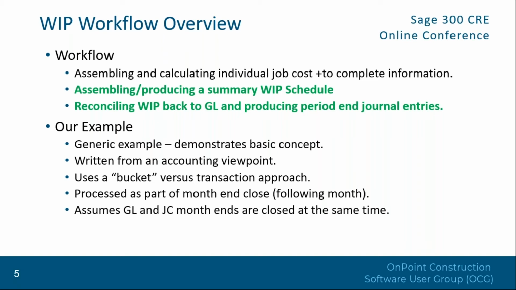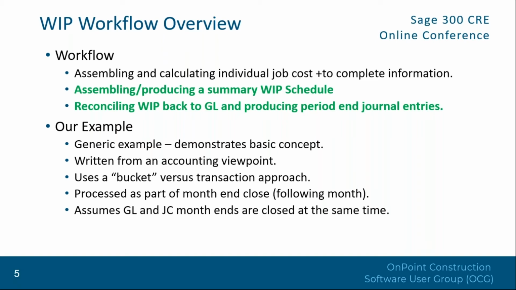If we're using the bucket approach, then there are going to be some restrictions on this. Because we're using the bucket, this has to be processed as part of the month end, okay? So this assumes that you are doing your work in process processing following the month end. So if we're doing April, we're doing this in May, okay? And it assumes that you are closing the GL and the job cost month ends at the same time, okay? So that you're not rolling your job cost module forward before you're rolling your GL module forward, okay? Now, you can still do it, but we would have to adjust the formulas.